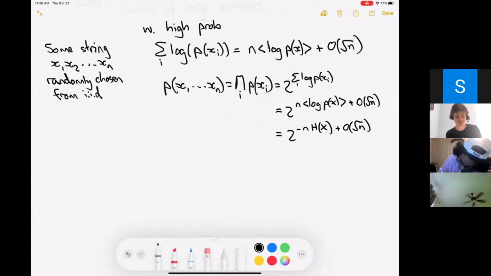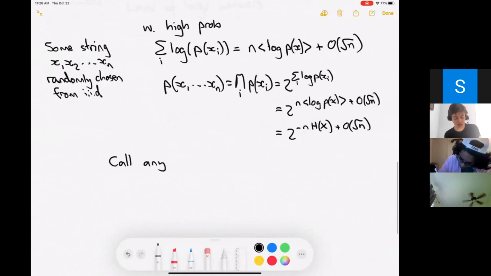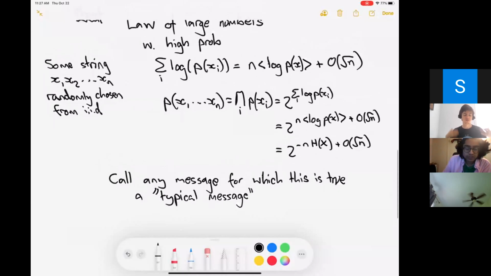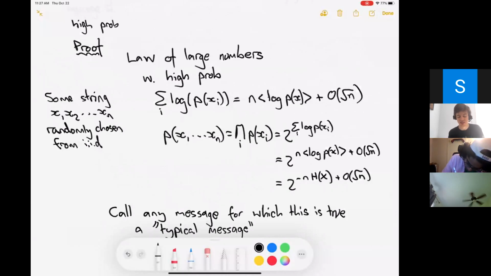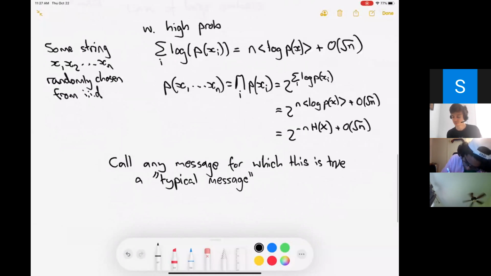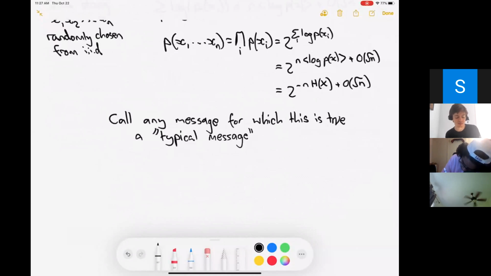We're going to call any message for which this is true a typical message. What this means is that the statement above says that with high probability, if we have some random message we want to send, then it will be a typical message, in as much as its probability with respect to the distribution that each of the letters were chosen from is like 2 to the minus n times H(X) plus something subleading in n. So with high probability, the message will be typical.